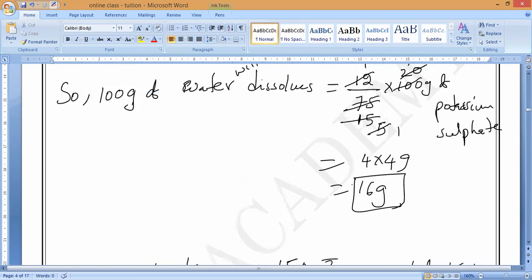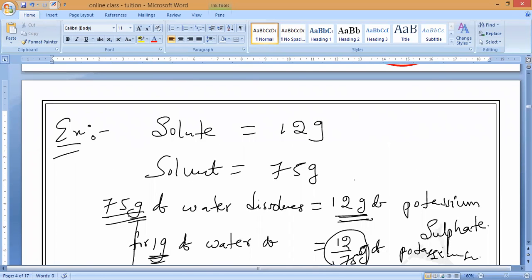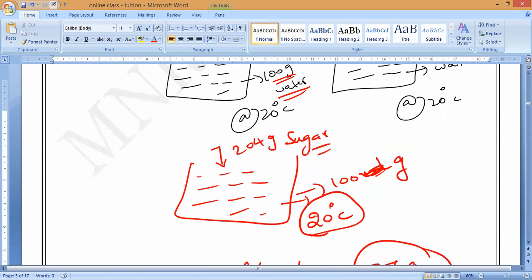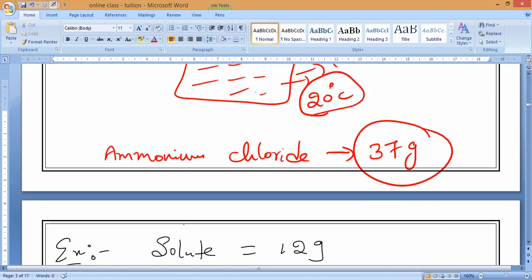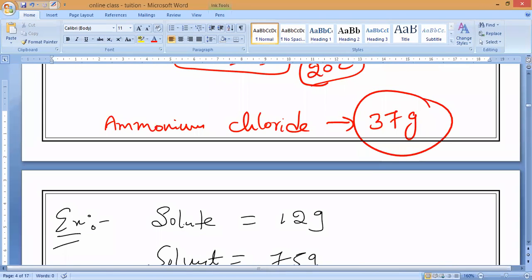The same way I am applying here. They have given the solubility of salt for 75 grams of solvent. That is not called solubility. We always take solubility for 100 grams of solvent. We have to find it always for 1 gram. If you find it for 1 gram, then even for 1000 grams you can easily just multiply.